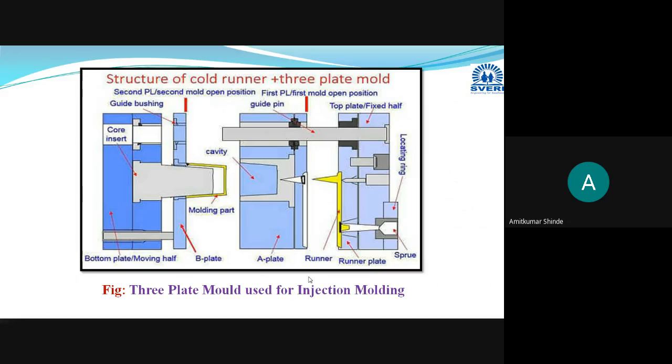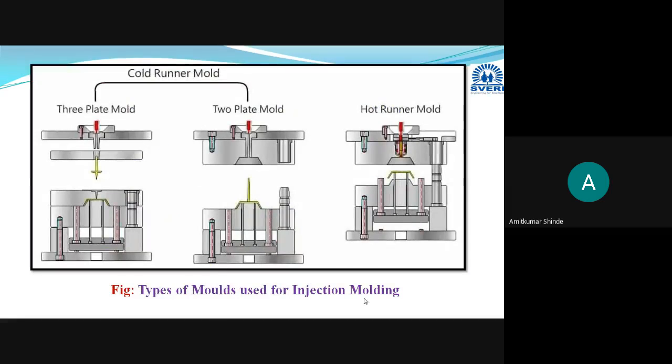In this way you can use the mold, two plate mold or three plate mold. Then you can use the mold, single cavity mold or multi cavity mold, depending on your application. So two plate mold, three plate mold is there, and one more type of mold is there, that is hot runner mold. As far as our syllabus is concerned, only two plate and three plate will be there.